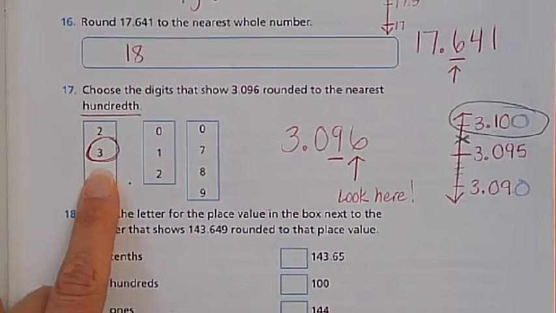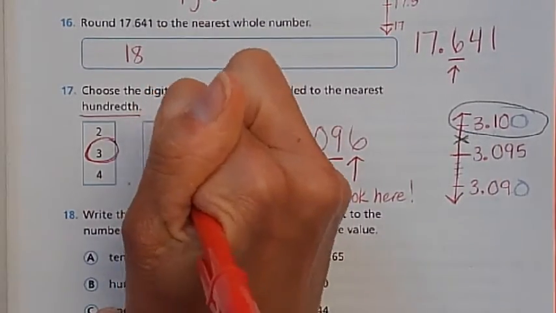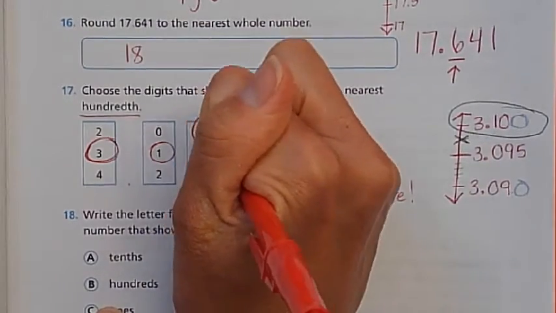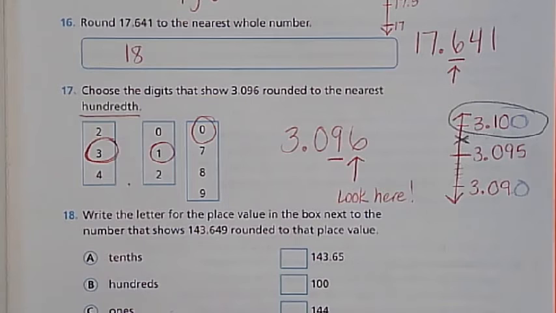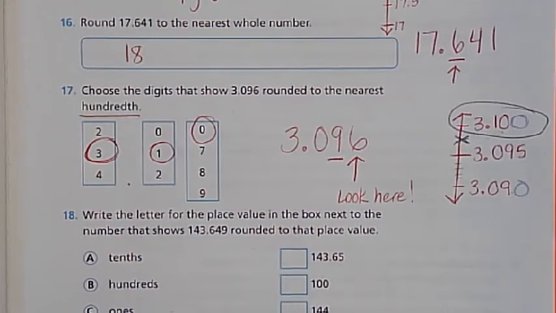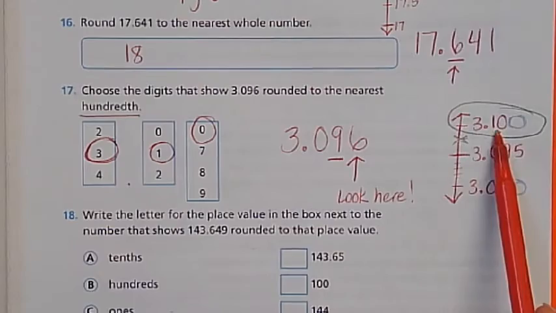So my 3 stayed the same, like we said. My tenths actually changed to a 1. And my hundredths actually became a 0 because this was closest to 3 and 10 hundredths. So that was my answer. 3 and 96 thousandths rounded to 3 and 10 hundredths.